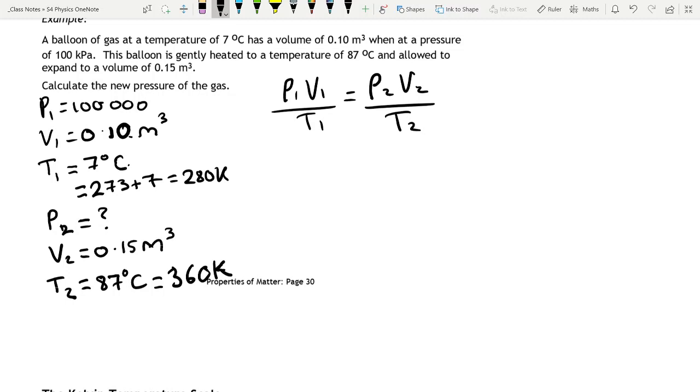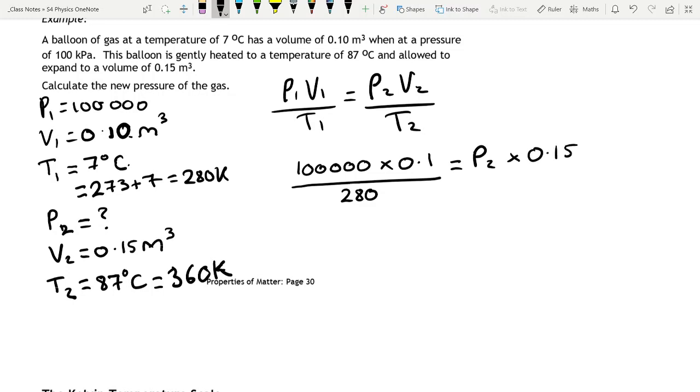So first thing first, put all the numbers in, work out as much as you can. You cannot exclude the volume at this point because volume isn't constant. If the volume was constant, you could. But because it's changing, you have to include them all. If all three are changing, you have to include all three. So 100,000 times V1, so 0.1, divided by initial temperature, equals P2 times 0.15 divided by 360.